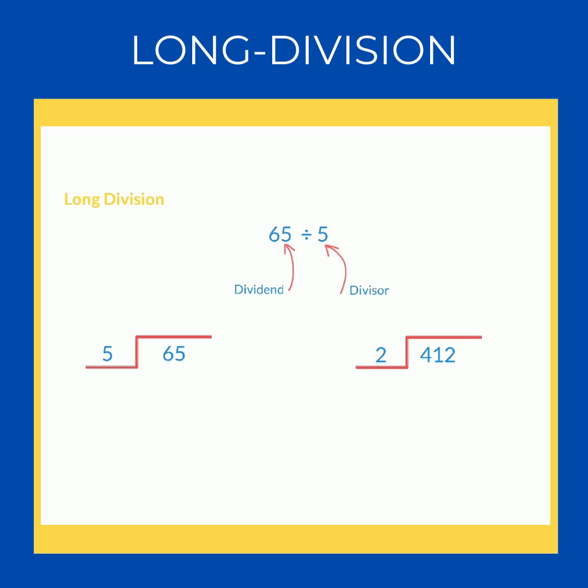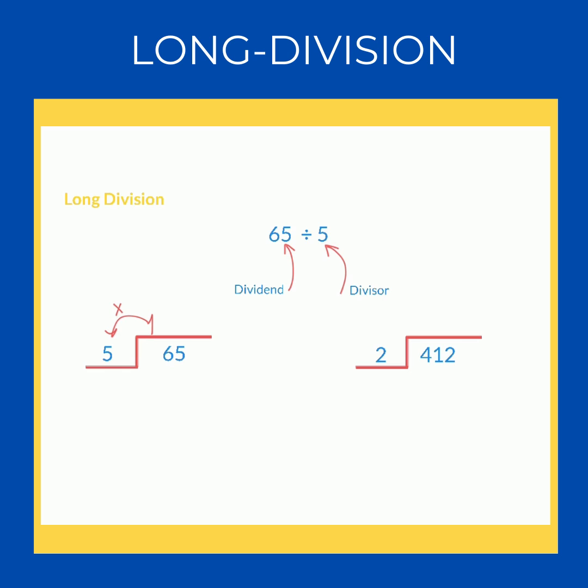So first, I have 6. So I need to divide 6 by 5. I need to think of a number that, when I multiply it by 5, I will get 6. Unfortunately, we don't have a number that, when I multiply it by 5, will give me 6. So the closest number is 1, because 1 times 5 is equal to 5, and 5 is closest to 6.